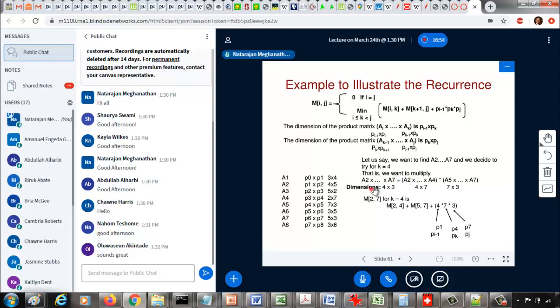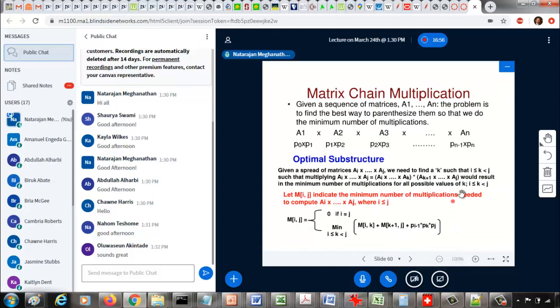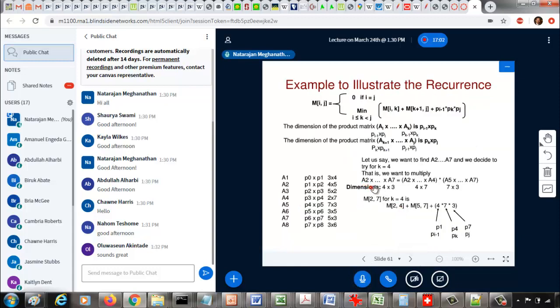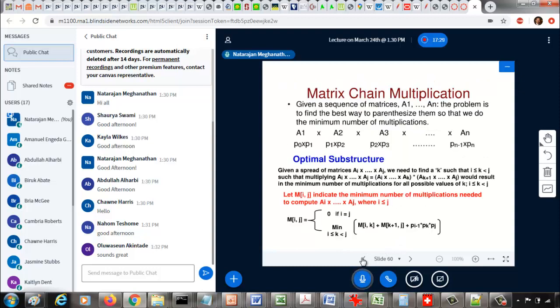So the K values go from I to less than J. In this case, from A2 to A7, my K could be 2, 3, 4, 5 or 6. So these were the possible K values where I could split this chain into two subchains, right? Now I'm just explaining the recurrence first in general, and as we go through the examples things will become very clear. Okay, so just stay and keep focusing. How many multiplications we encounter, that's what we have to figure out now.